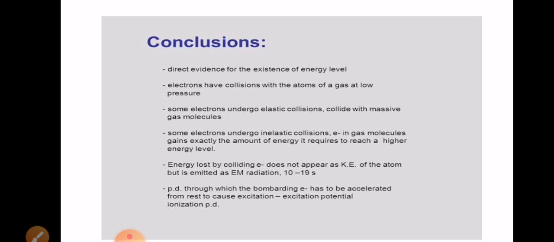And the electrons have collisions with atoms of the gas at low pressure. Some electrons undergo elastic collisions. They collide with the massive gas molecule. Then some electrons undergo inelastic collisions. Electrons in the gas molecule gain exactly the amount of energy which is required to reach a higher energy level. In that case, the energy lost by the colliding electron does not appear as the kinetic energy of the atom, but it is emitted as an electromagnetic radiation.